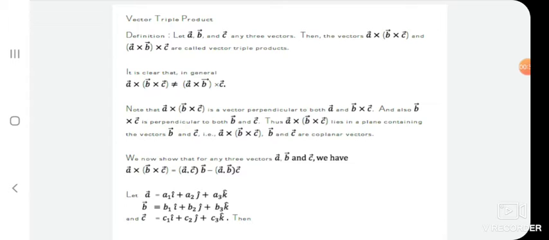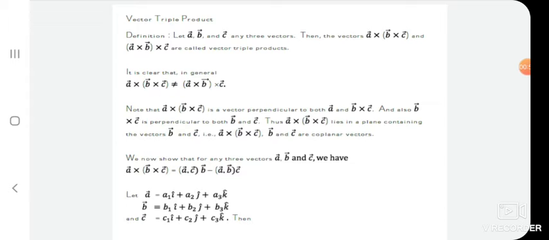First, we are going to define what a vector triple product is, then we will prove a cross b cross c is equal to a dot c b minus a dot b c, that we have to prove. Okay, let us start.